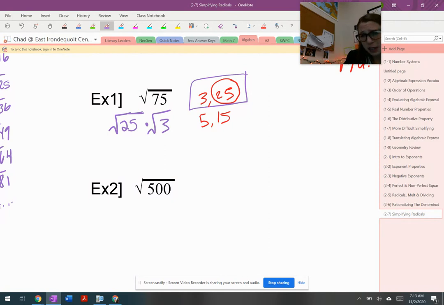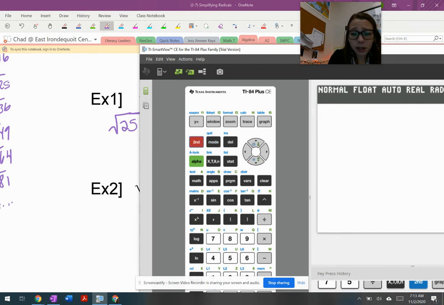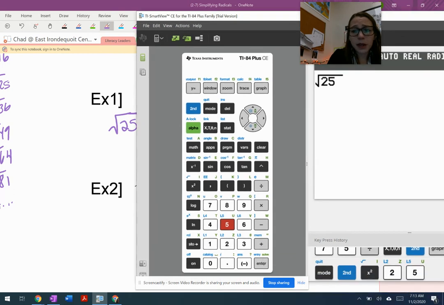And so now this is where the simplifying part comes in. We picked one of the perfect squares. We picked the largest perfect square because then we can simplify that. Just in case you weren't sure, we can go to our calculator and look at the square root of 25 compared to the square root of 3.